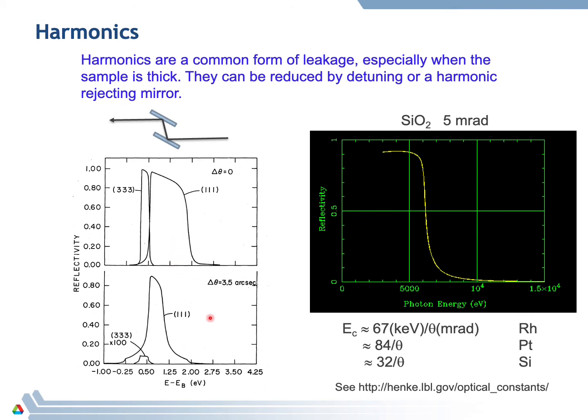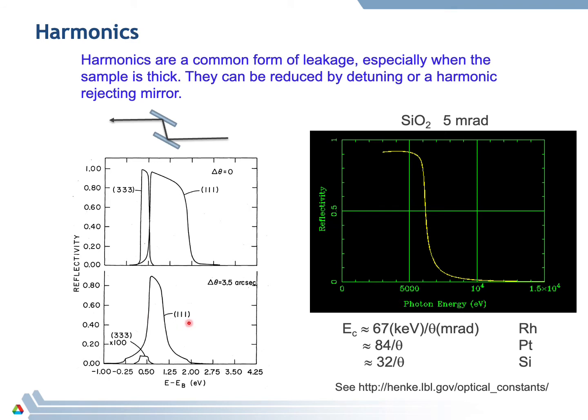Now, one way to get around that is to detune the two crystals. So we misalign them. In this case, I show a strong misalignment. This is cutting the beam down in half. But now you can see the 111, and you notice this is times 100, so the 333 is basically eliminated. So in this case, you'd have a fairly pure beam. And the other thing to note is that if you do a lot of detuning, you do change the energy resolution of the monochromator somewhat.